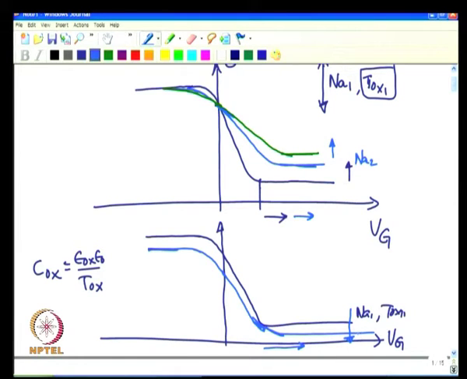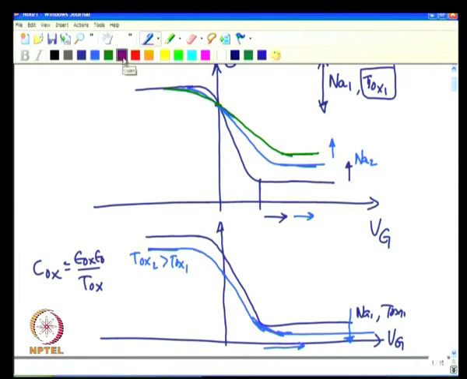And the reason why it happened here is that for threshold condition, again as you remember, just as threshold voltage increases with increasing substrate doping concentration, threshold voltage also increases with increasing oxide thickness. So, this threshold minimum capacitance point shifted to the right, and also the minimum capacitance value came down. On the other hand, let us say this is for Tox 2 which is greater than Tox 1.